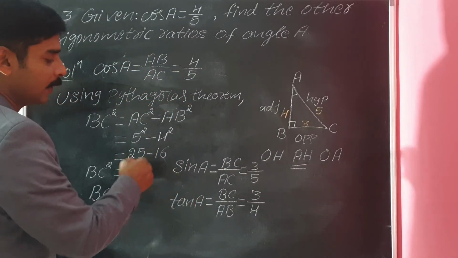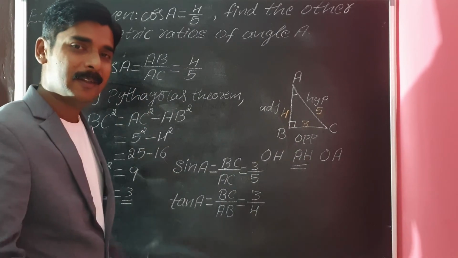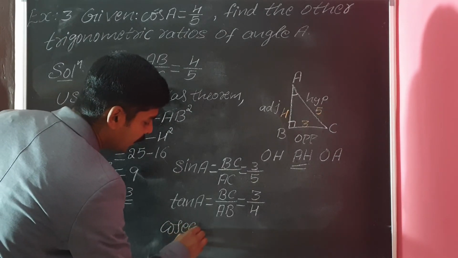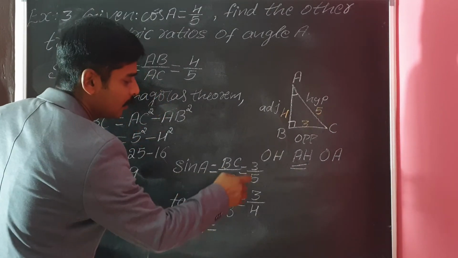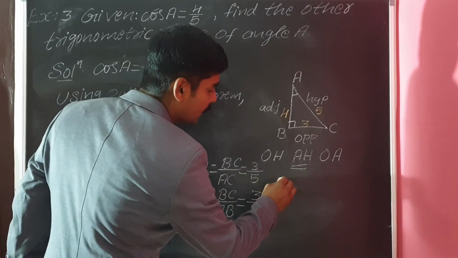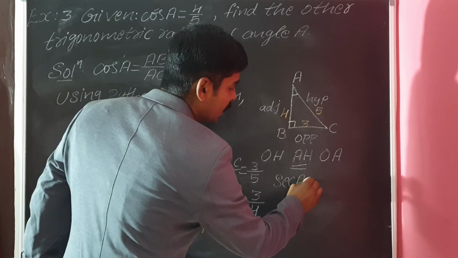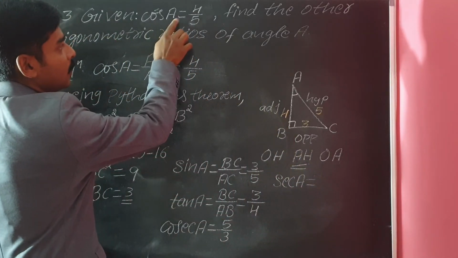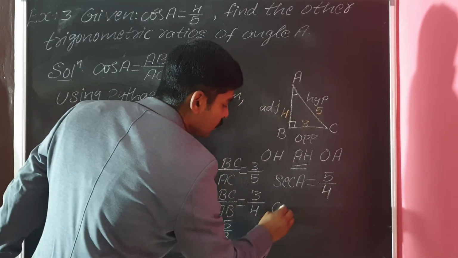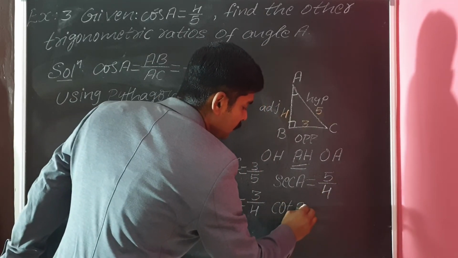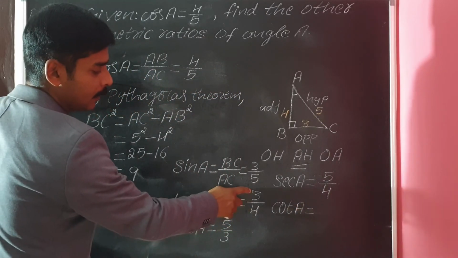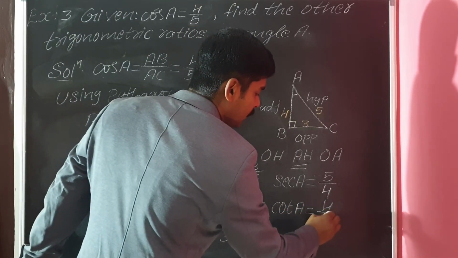Now you know sin, cos, tan. The remaining 3 you can write. Tell me, cosecant A is what? Cosecant A is the reciprocal of sin. The reciprocal of sin is 5 by 3. In the same way, you take secant A. Secant A is the reciprocal of cos. That is 5 by 4. Last one is cot. This is the reciprocal of tan. 4 by 3. Okay.